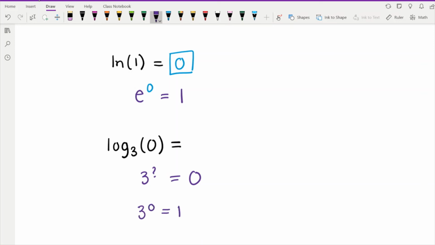So if this was asking you for log base 3 of 1, the answer would be 0. But this isn't asking you that. It's asking you what power you have to raise 3 to get 0 as your answer. And that's just never going to happen. There's no number that you can take 3 and raise it to and get 0 as your result. And so just like the one with the negative, this one does not exist.